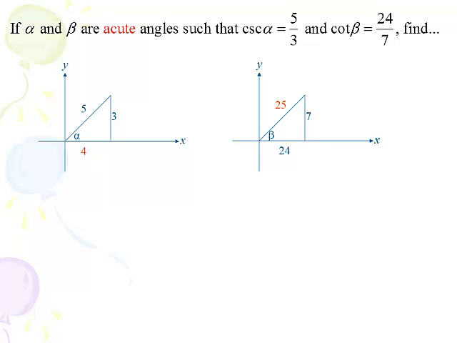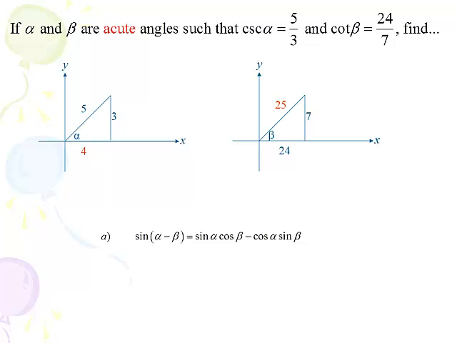We label the pieces they give us. The cosecant is 5/3, so therefore the sine would be 3/5 there on alpha. The cotangent is 24/7, that means the tangent would be 7/24 there on beta. And then we went ahead on this one and used the Pythagorean theorem to fill in the third side. We've got the triangle in the correct quadrant, and it's labeled properly. Now we're ready to do the problem.